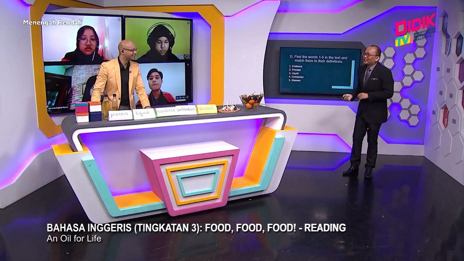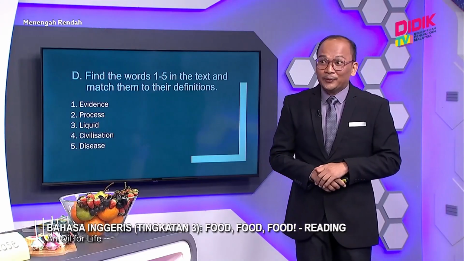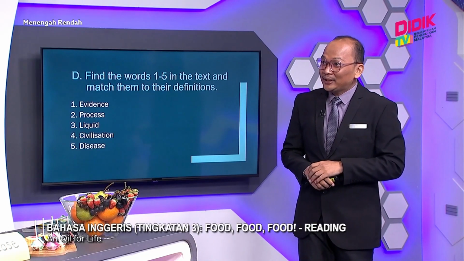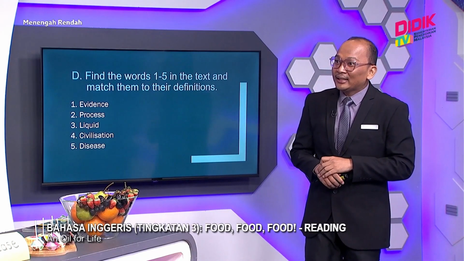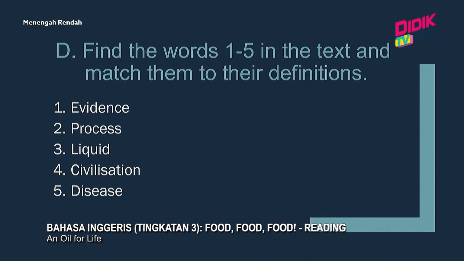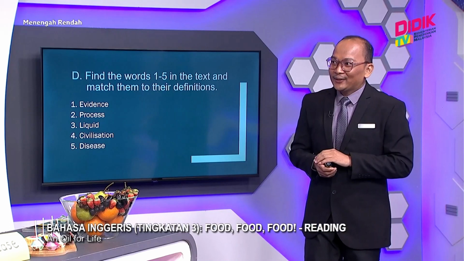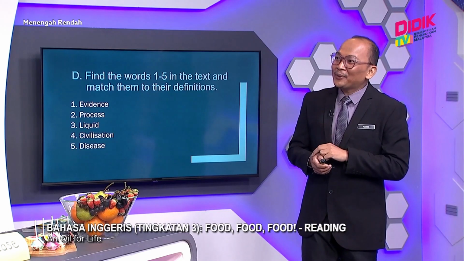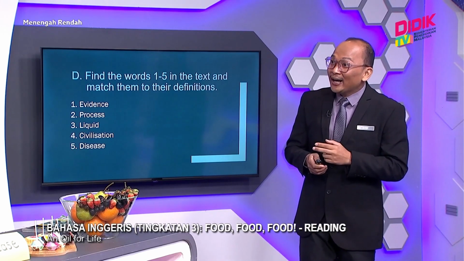Over to you. So we are going to start off with our first activity, which is to find the words in number 1 to number 5 in the text and match them to their definition. So those are the words. The first one is evidence. The second one would be process. The third word would be liquid. The fourth one would be civilization. And the fifth one would be disease.